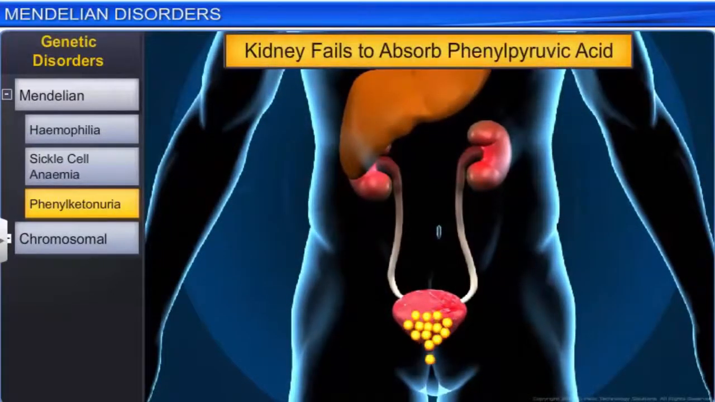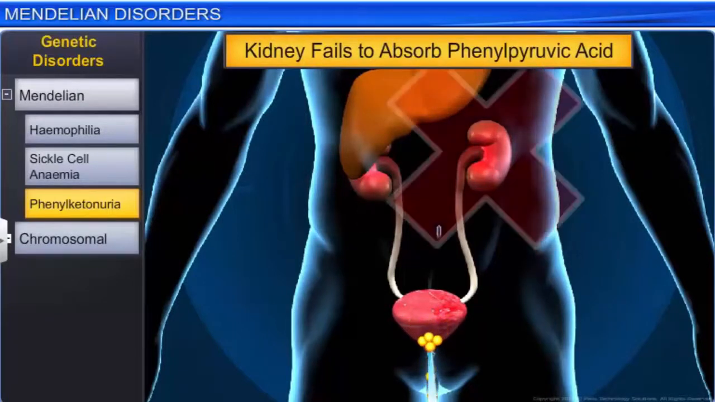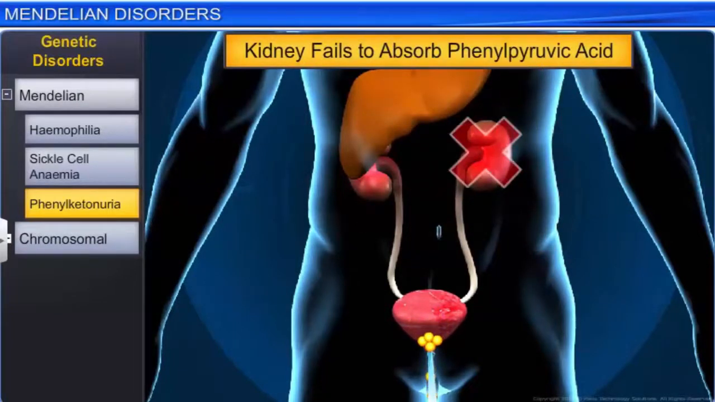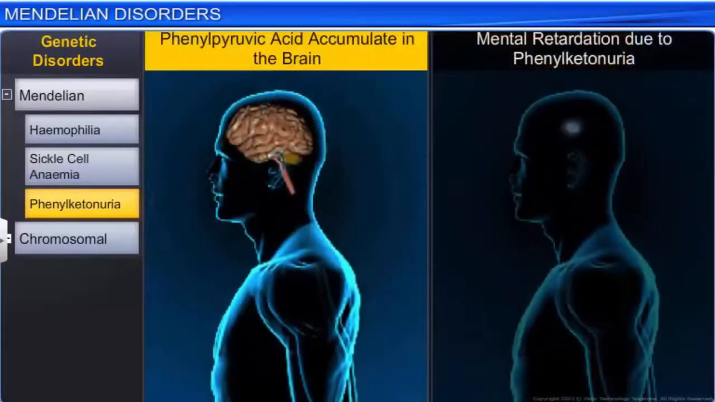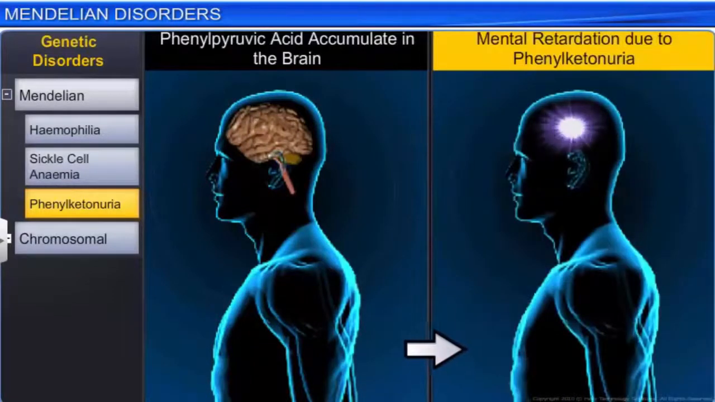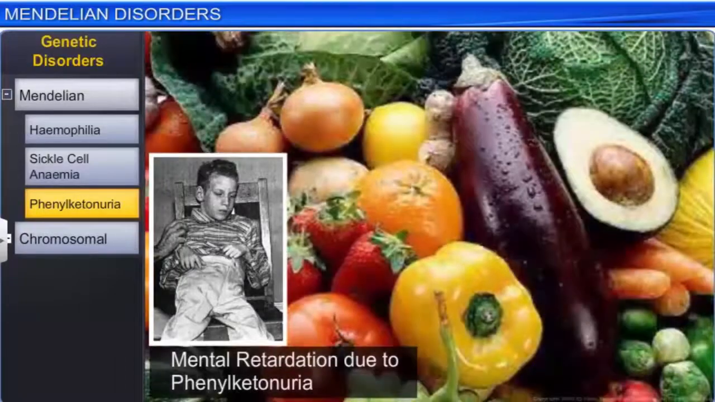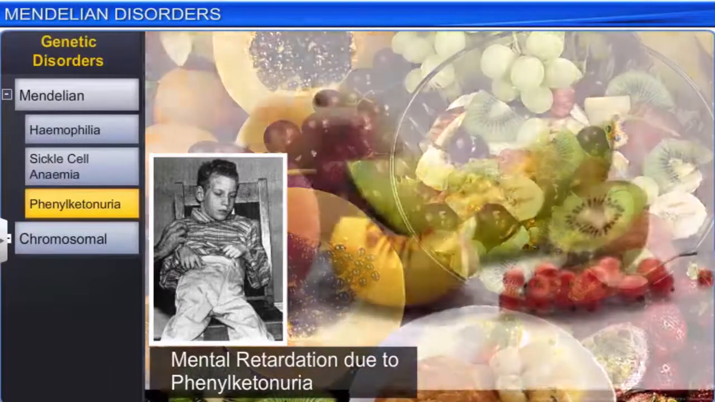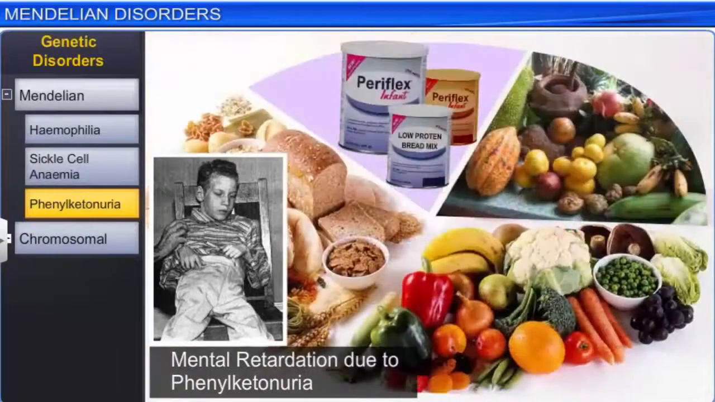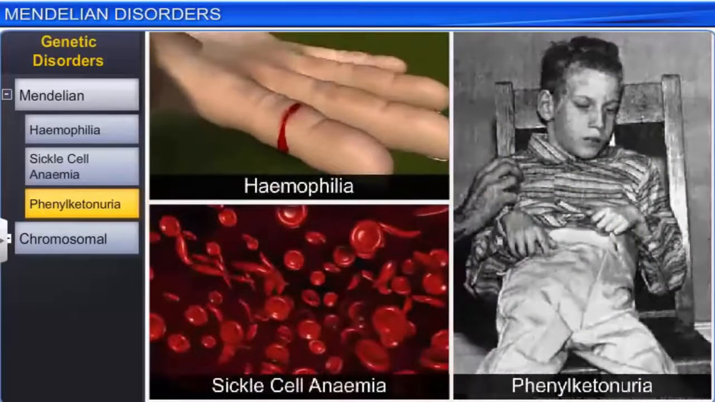Phenylpyruvic acid is even detected in the urine as the kidneys fail to absorb it. If phenylpyruvic acid and its derivatives accumulate in the brain, it could lead to mental retardation. To avoid such a situation, a diet low in phenylalanine is usually recommended for patients suffering from phenylketonuria. Thus, Mendelian disorders occur due to a mutation in a single gene, and a pedigree analysis helps determine the trait in question.